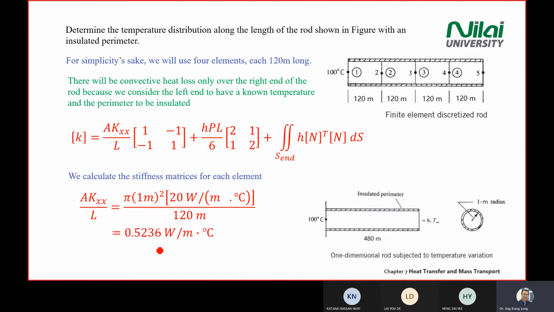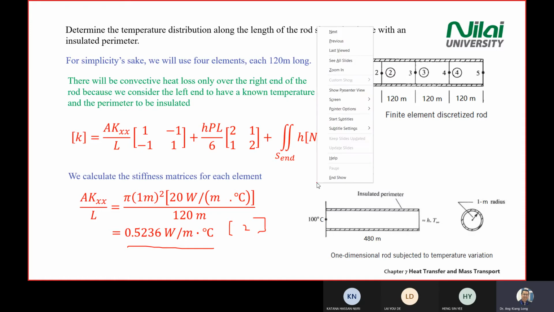For this module, maximum 3 decimal places, minimum 2 decimal places. In this case, I give you 4 decimal places, it's more than enough. Unit is watt over meter Celsius. For this module, unit is important. Just to give you some idea: if this one is worth 2 marks and you forget to put in the value, you only get 1 mark. If this one is 2 marks and you forget to put in the unit, you only get half of the marks. Discount 50% if you do not write the unit.